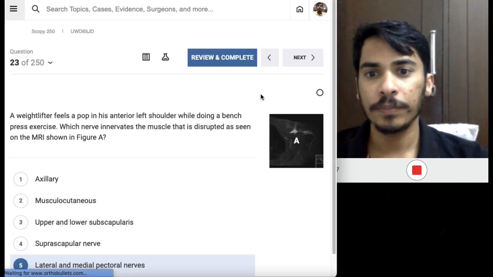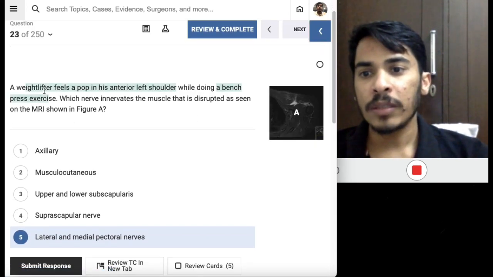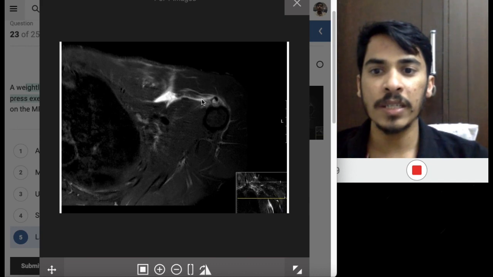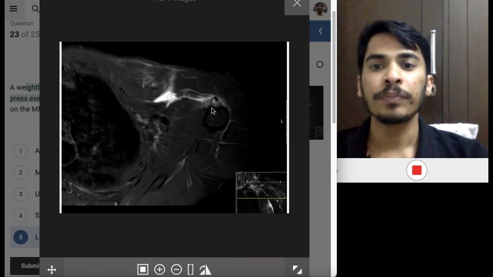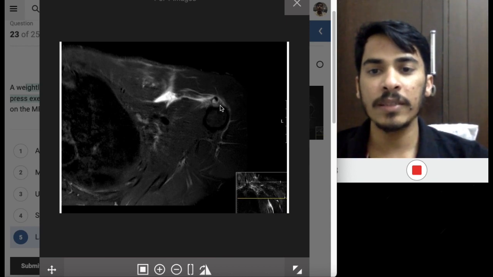Next question. A weightlifter feels a pop in his anterior left shoulder while doing a bench press test. Bench press is very prone to pectoralis major tendon rupture. This is the pectoralis major tendon. This is the biceps tendon. This is the bicipital groove. This is the medial eminence. This is the lateral eminence.